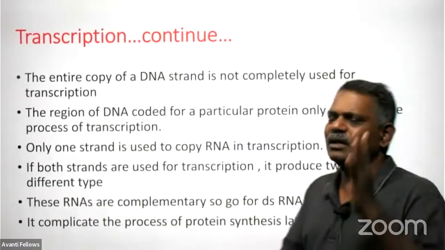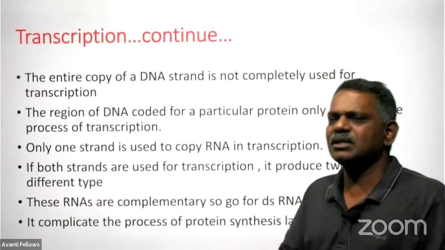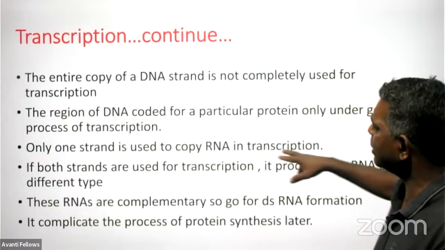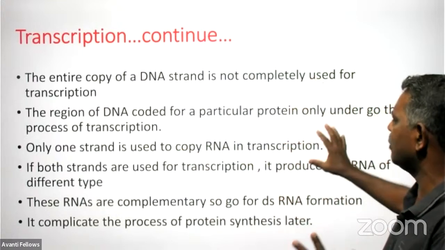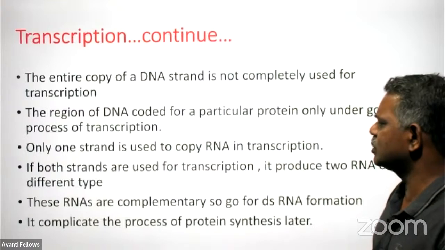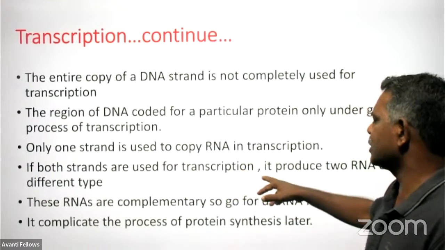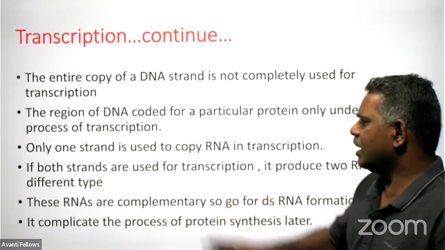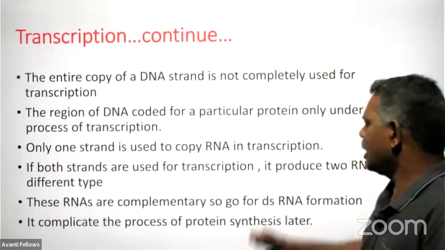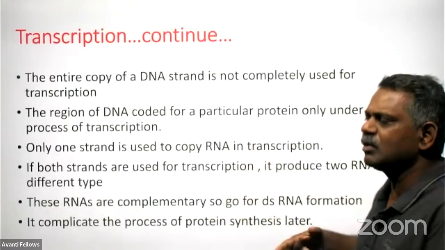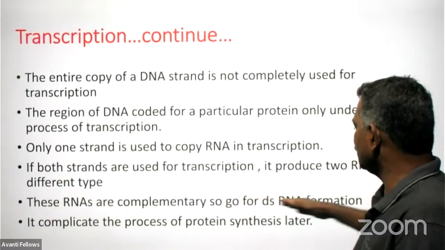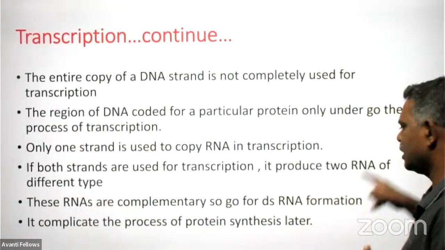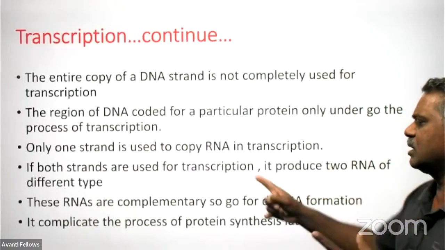DNA is acting as what? The template, and by using this template, it produces only one strand of RNA. So only one strand of DNA is used for copying the RNA in transcription. If both the strands are used for transcription, it produces two RNAs of two different types, and these RNAs are complementary, having the same kinds of sequence of nitrogenous bases. So they go for pairing and produce double-stranded RNA, dsRNA.